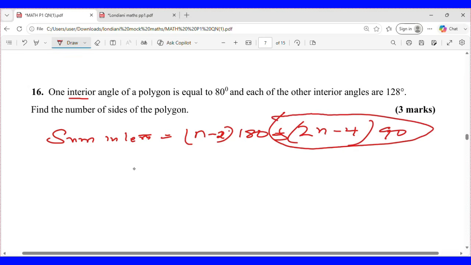Again, you need to know that interior angle, if this is the interior, then the exterior, they add up to 180. They form a straight line and they add up to 180. Exterior angle and interior angle, they add up to 180. These are the things you need to understand.